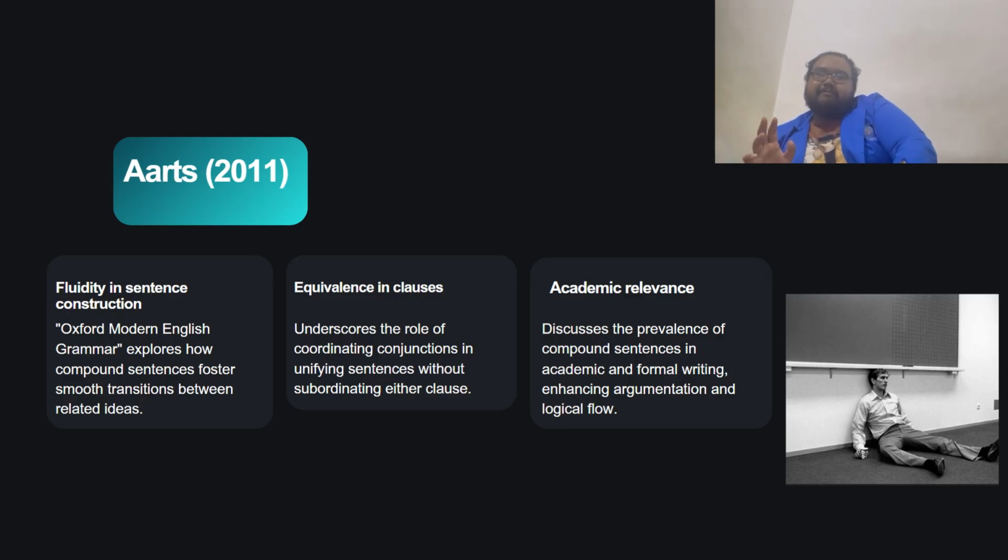Aarts, 2011, theory in sentence construction: Oxford Modern English Grammar explores how compound sentences foster smooth transitions between related ideas. Equivalence in clauses underscores the role of the coordinating conjunction in unifying a sentence without subordinating either clause. Academic relevance: it discusses the prevalence of compound sentences in academic and formal writing, enhancing argumentation and logical flow.